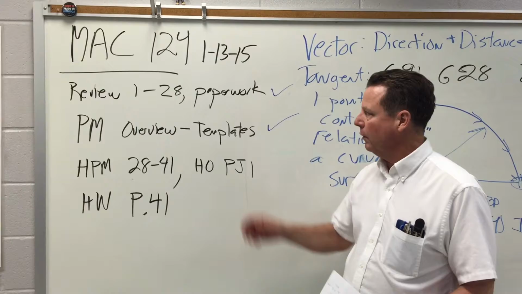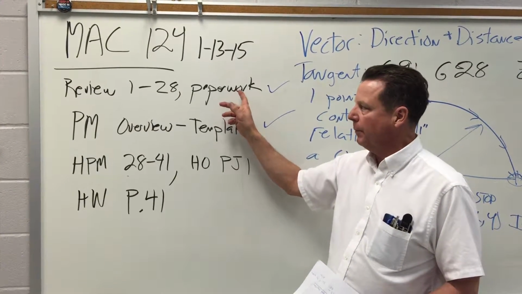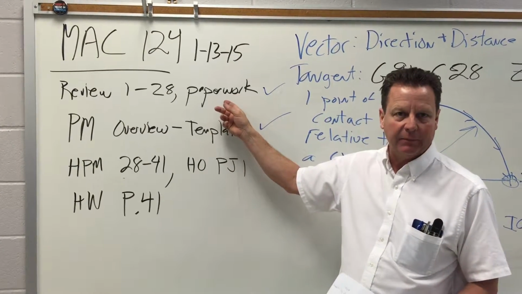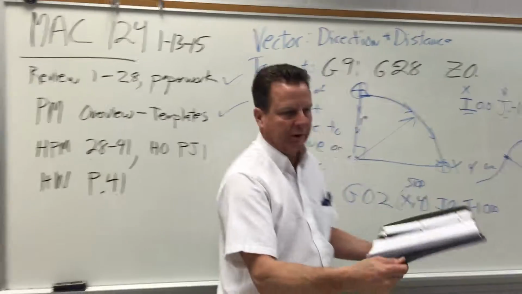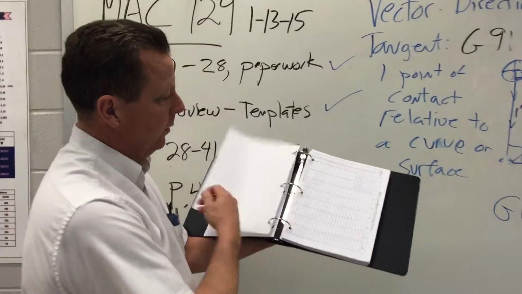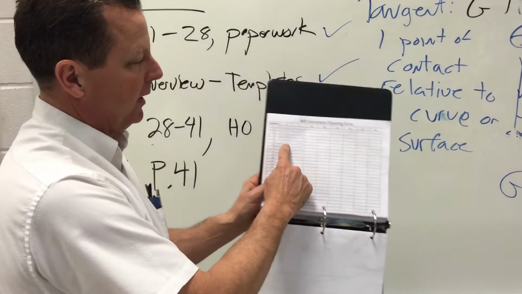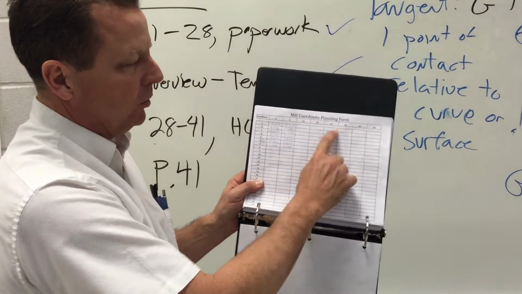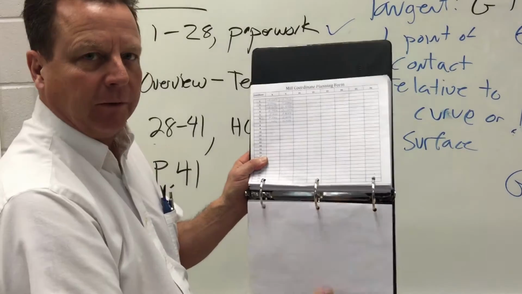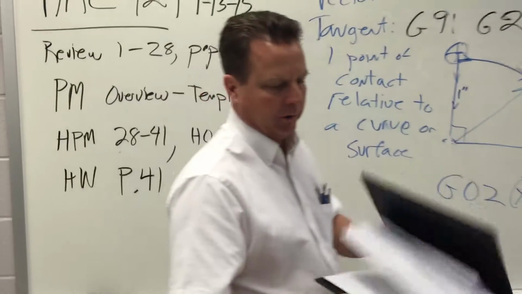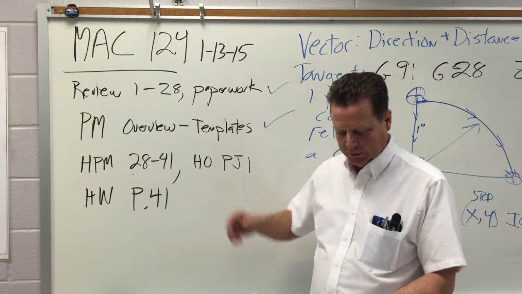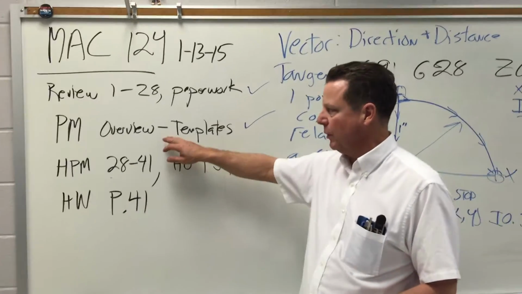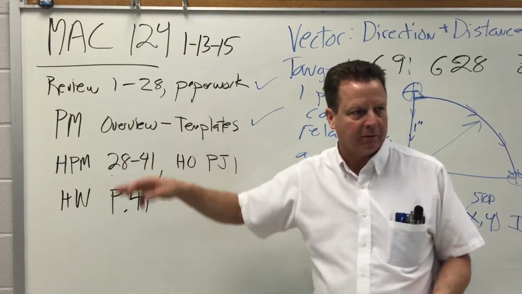I also went over the paperwork that we did last time, which was the coordinate form, and then we used our first project management form, the mill coordinate planning form, to say where those hole locations were. All right, we checked on all that. Then we discussed that for quite a bit, but then we went right into project management overview.